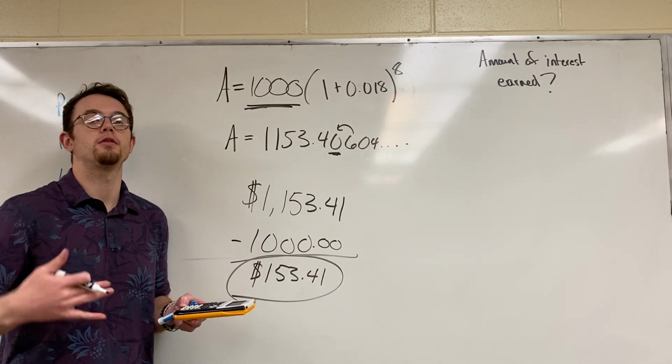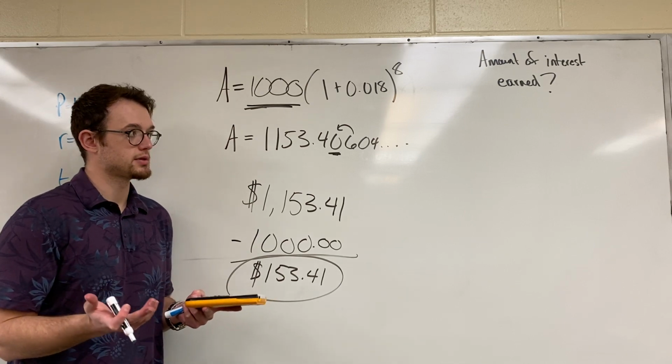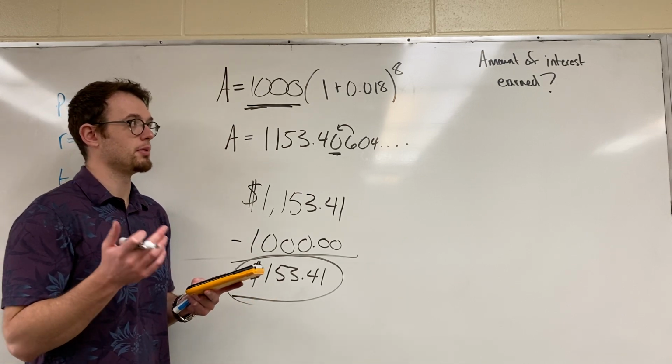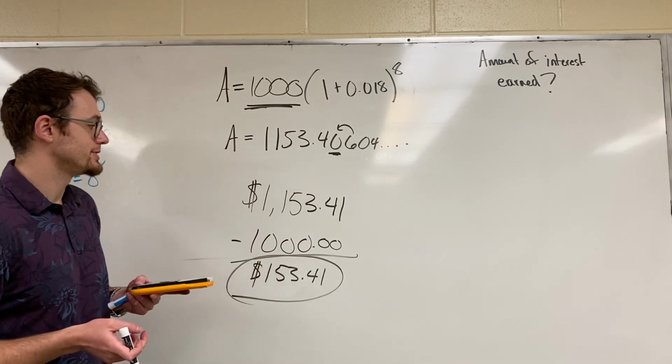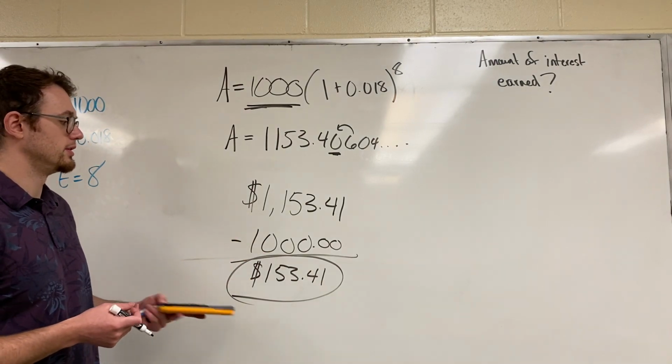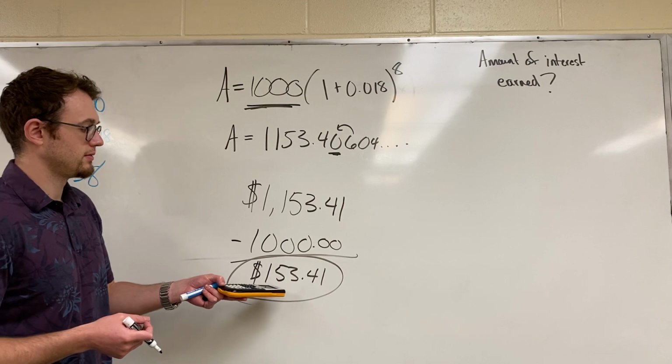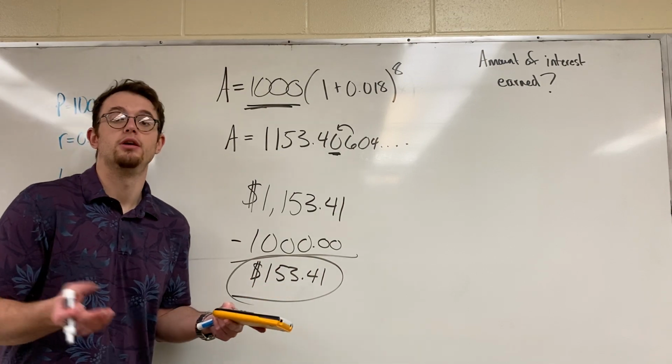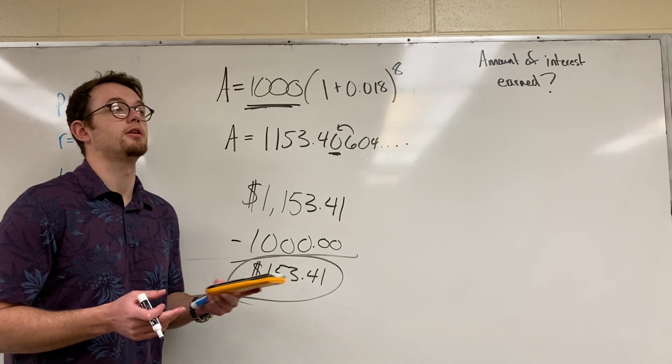The money did the work for him. That's why savings accounts are awesome, and you need to start one as soon as possible and put money into it. Imagine if that was $10,000. Then that $10,000 would have earned $1,000, $1,500. Or imagine if it was $100,000.